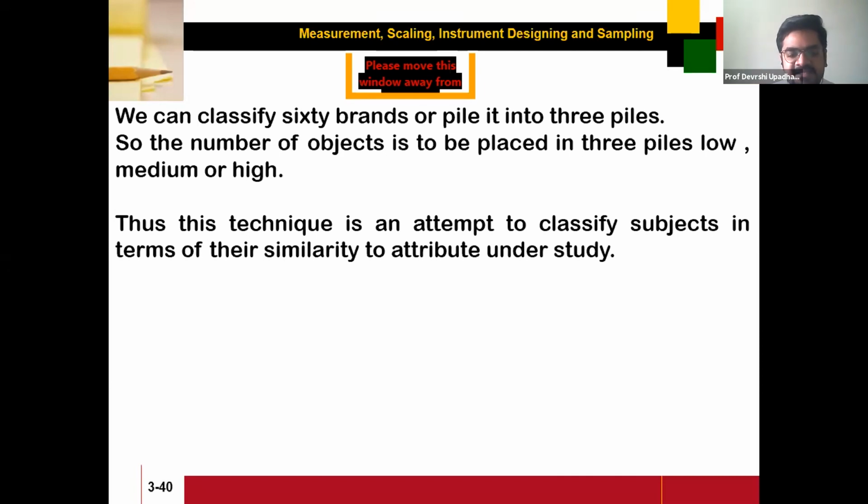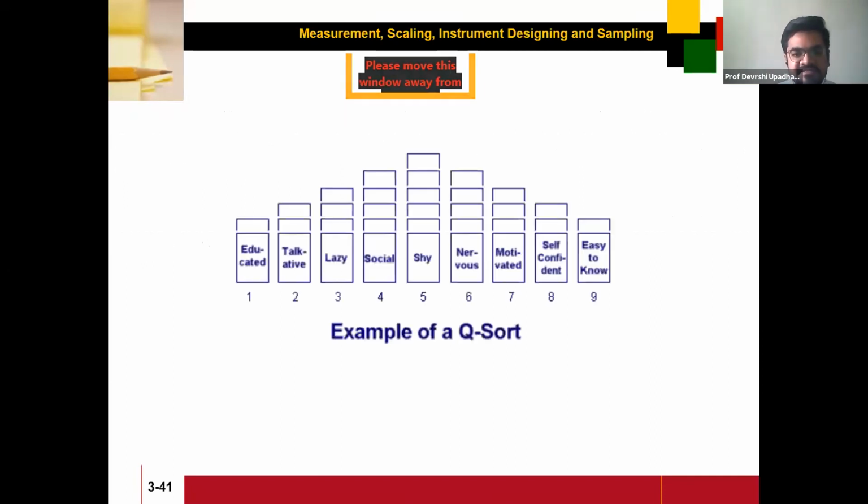So this technique is an attempt to classify the subjects in terms of their similarity or attributes under the study. I have just given an example of a few sorts. There are nine parameters, or nine things that I have identified, and based on these nine, I have given the fifth variable called Shy. So Shy has the highest number. Ultimately, out of all the data I have gathered, I have classified this data in a very segregated manner, so that I can understand which variable has the similarity on which scale.